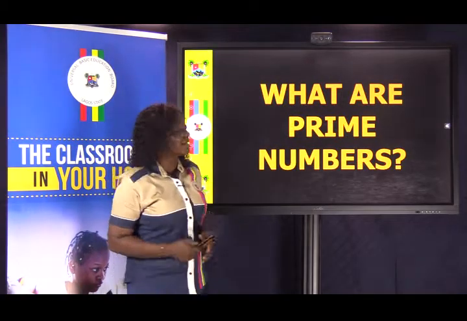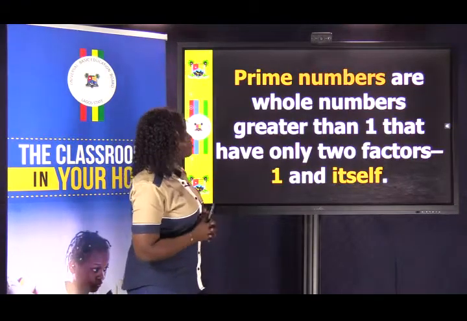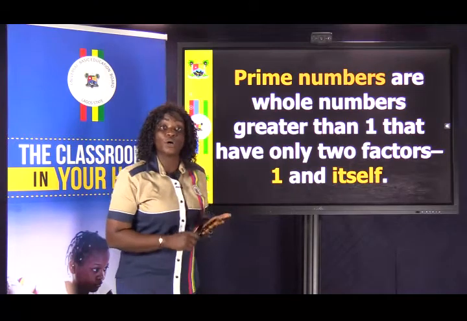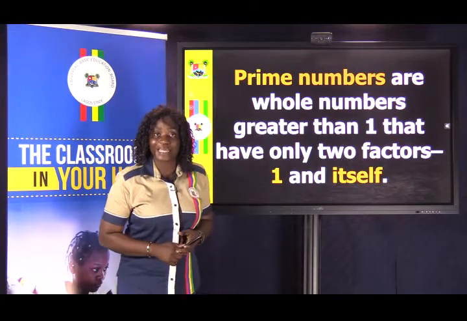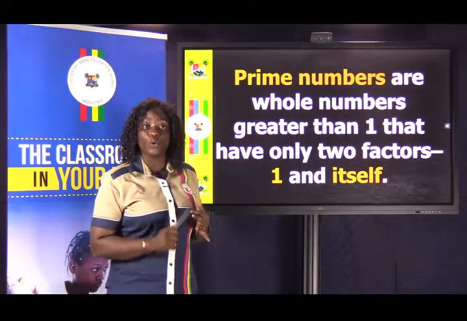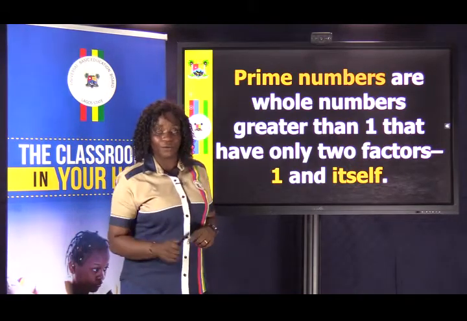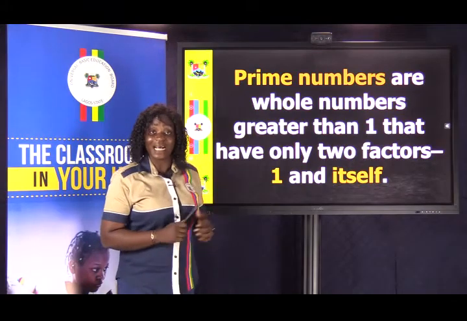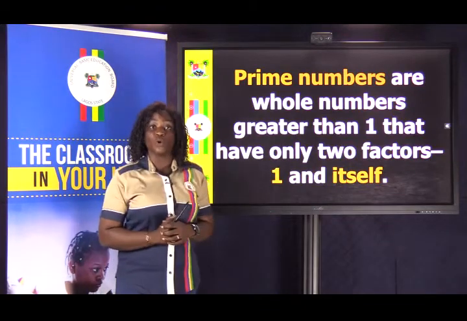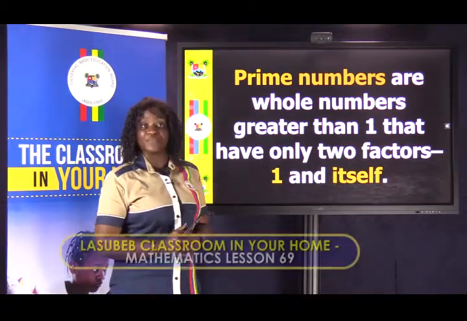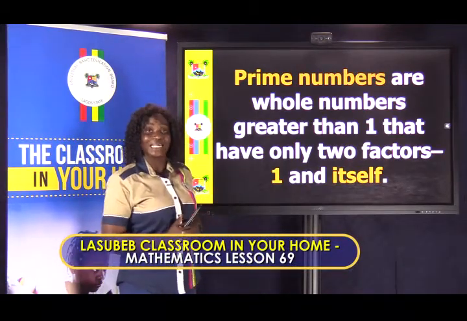What are prime numbers? Prime numbers are whole numbers greater than 1. Don't forget, whole numbers greater than 1 that have only 2 factors. Yes, that's 1 and itself. Their factors are 1 and itself. Prime numbers are whole numbers greater than 1. That means 1 is not a prime number. The number must be greater than 1 and it should have only 2 factors, 1 and itself.